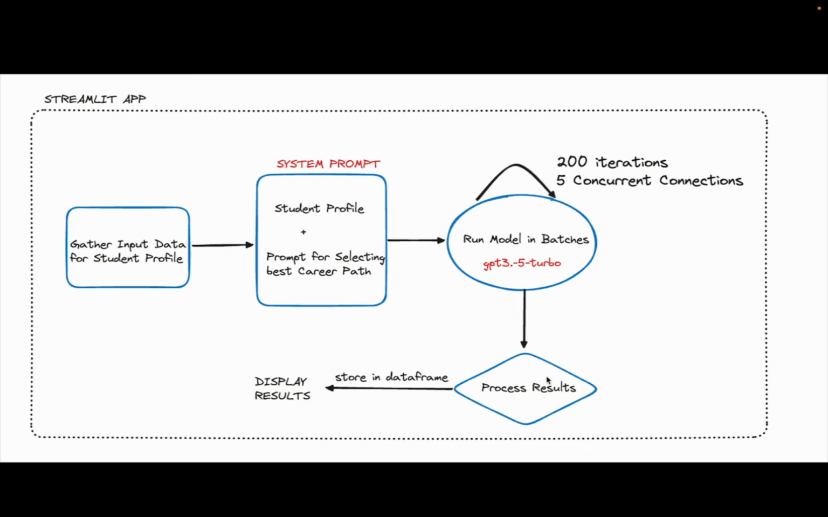So various prompts, various paths, and then we'll feed all of this collected information and the path selections to ChatGPT, right? So basically to GPT 3.5 Turbo. And then what we'll do is we'll not just ask it once, we'll do 200 iterations on maybe 5 or 10 concurrent connections, right? So we'll get, let's say, 200 results back. We'll then see what is the final output.